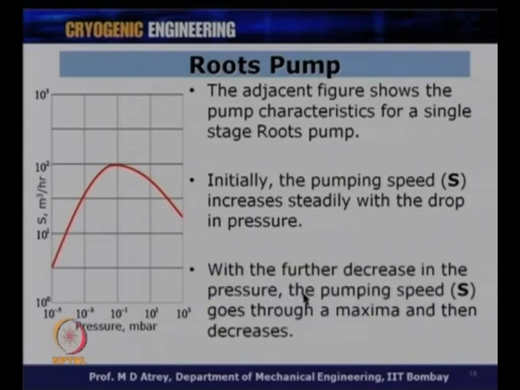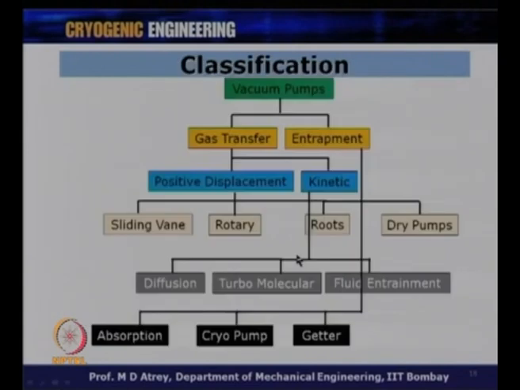With a further decrease in pressure, the pumping speed goes through a maximum and then decreases. So, you have to decide at what pressure you want to operate. If I want to operate only at 10 to the power minus 1 millibar, then I am going to have a very high pumping speed, almost 100 meter cube per hour, or you can go to 200 meter cube or around 500 meter cube per hour also, which is a very high speed as compared to that of the rotary vane pumps. And therefore, Roots pumps are normally used in applications where very high pumping speed is required at relatively low vacuum levels. Alright, so this is what we talked about the Roots pump.